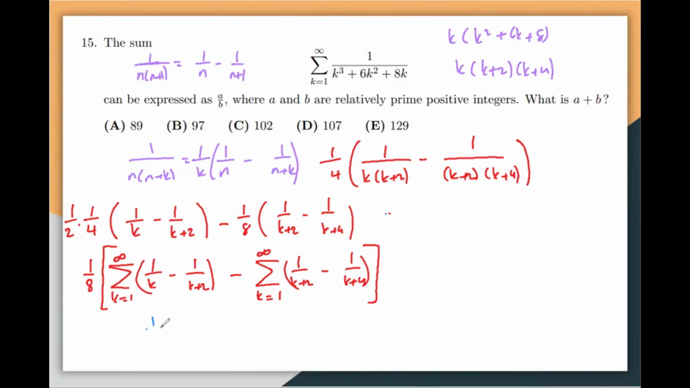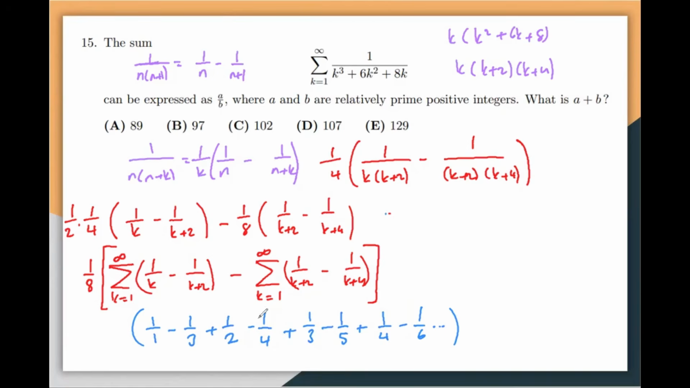If you start with 1, you get 1 over 1 minus 1 over 3. And then if you plug in 2, you get 1 over 2 minus 1 over 4. And if you do 3, you got 1 over 3 and then you got 1 over 5. I'm just writing a bit more so you can see the cancellation. So 1 over 4 and 1 over 6. So that was the first one.